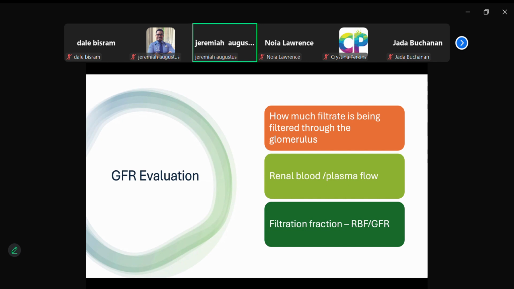Right? And then we have filtration fraction. What the filtration fraction does is look at the amount of blood coming into the kidney, and at how much is being filtered, and see if it matches up. So for example, if you have 5 mils coming in and 2 mils being filtered, you have to work out that ratio to see if it makes sense. You can't have, for example, 5 mils coming in and only 1 mil of that being filtered at a particular time.